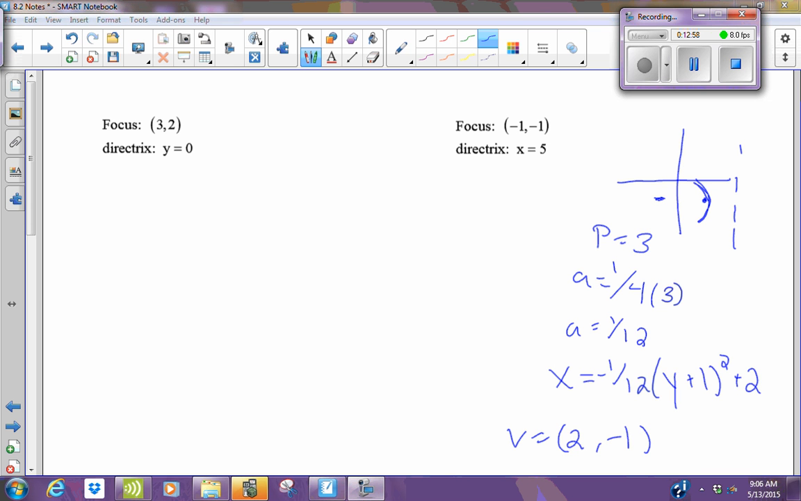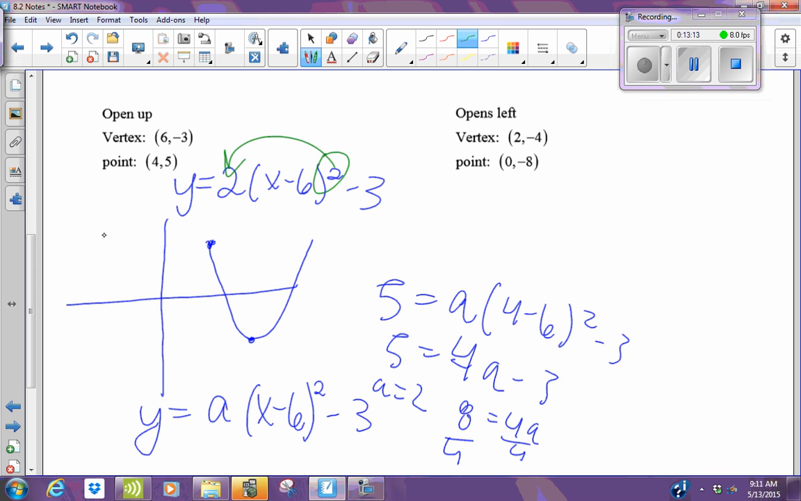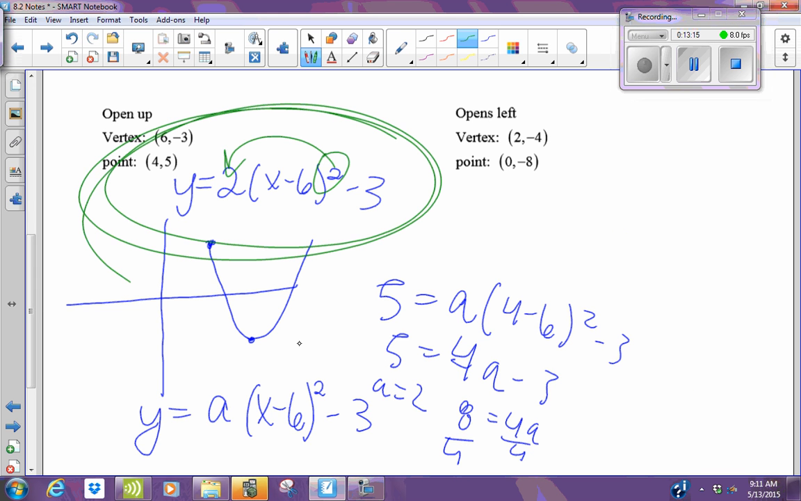Okay, so it's actually y plus 1 squared. Y'all agree with that? And then plus 2. Yeah, mine's close, right? She had it. All right, so there's the equation for this one and all the work. Okay, so are y'all done then?